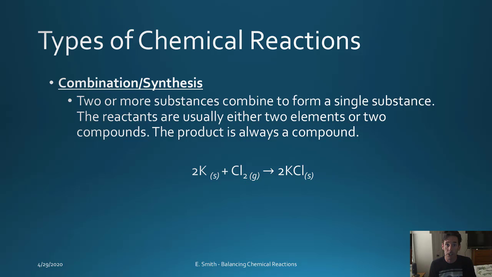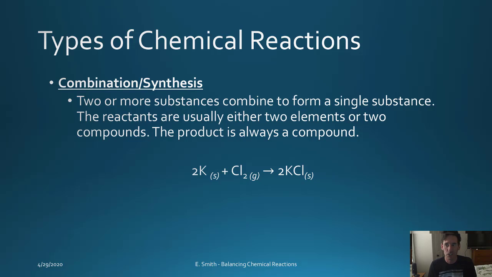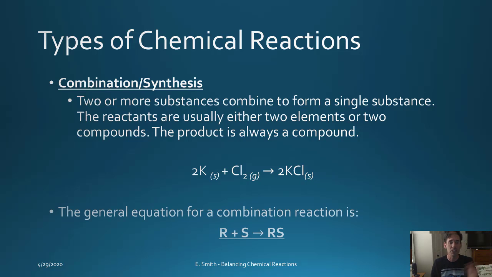Well, when a chemical reaction occurs, it literally is a breaking apart, so bonds are broken, and then it reassembles itself to reduce its potential energy, right? So that's what's occurring. So if we look at it from a general standpoint, the general combination reaction or synthesis reaction can be looked at as R plus S yields RS, meaning that they're combining to form one.